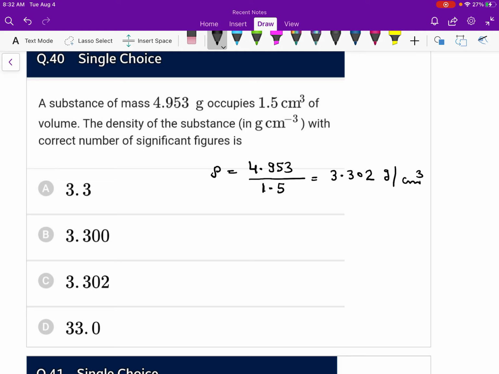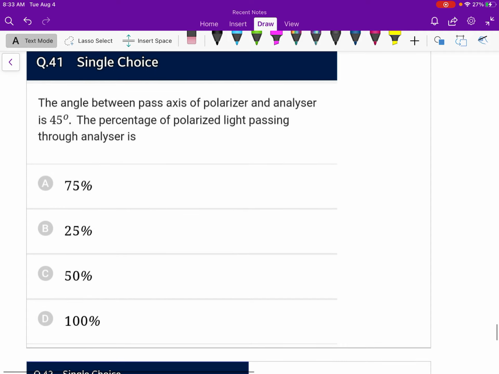Now according to the number of significant digits, the numerator has 4 significant digits, the denominator has 2 significant digits. So the final answer will have 2 significant digits. So 3.3 gram per centimeter cube. So A is the correct option.